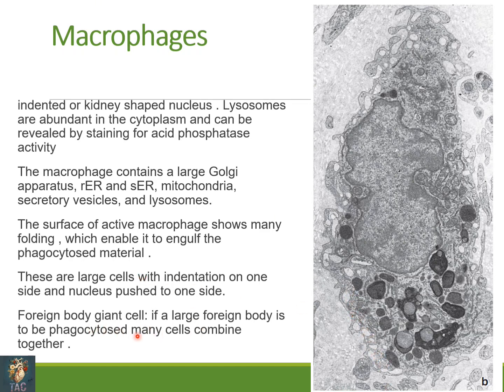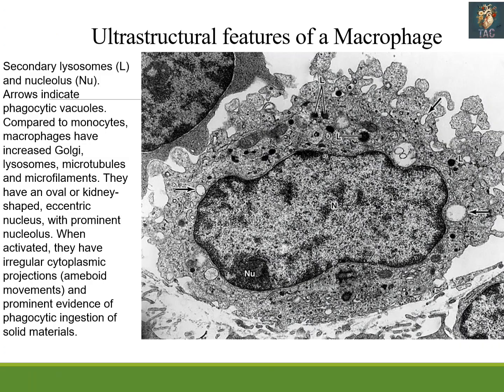The foreign body giant cell is another type of tissue macrophage. If a large foreign body is to be phagocytized, many cells combine together and form foreign body giant cells. This is in case of infection, a large virus, or some neoplastic cells which cannot be engulfed by single macrophages. So a large number of macrophages surround the foreign body and become foreign body giant cells. These are the ultrastructural features of the macrophage.